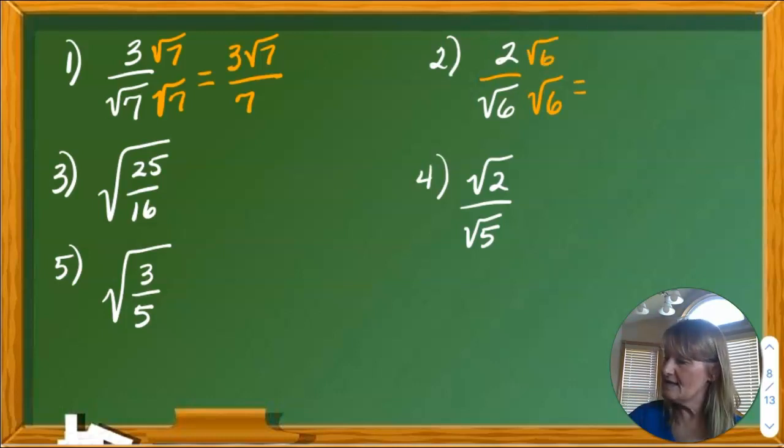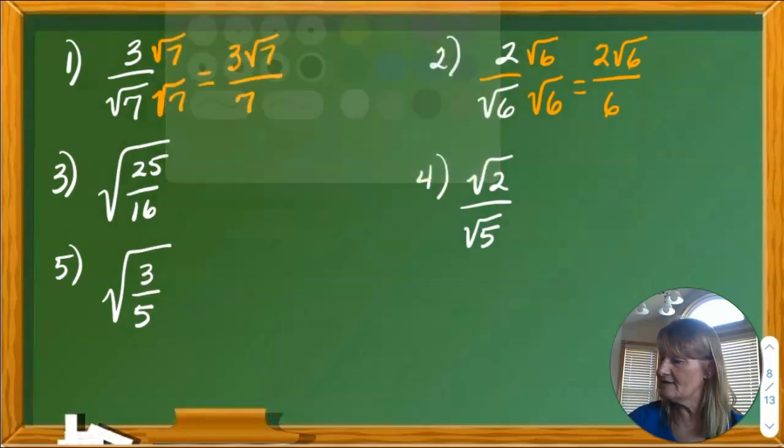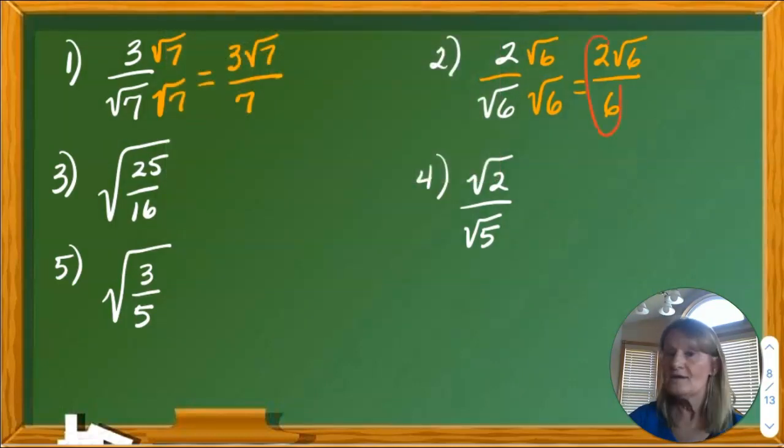In this case, I get 2 times the square root of 6 over 6. Now, this one has just one little twist that's different in it. And that is the fact that if you look at the 2 and the 6, that is just like a regular fraction, okay? And we can reduce down to 6.